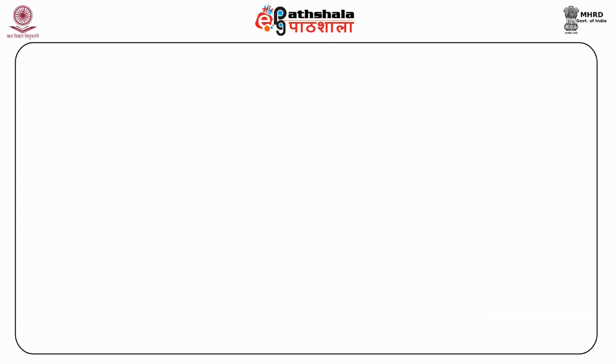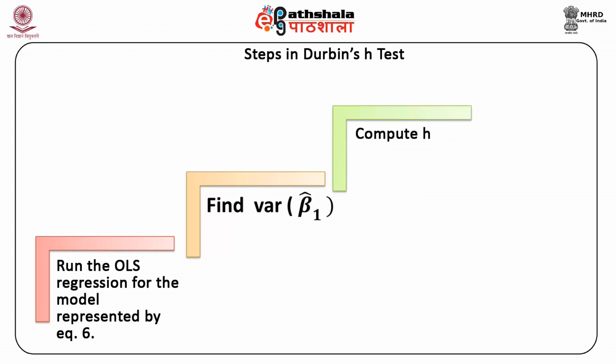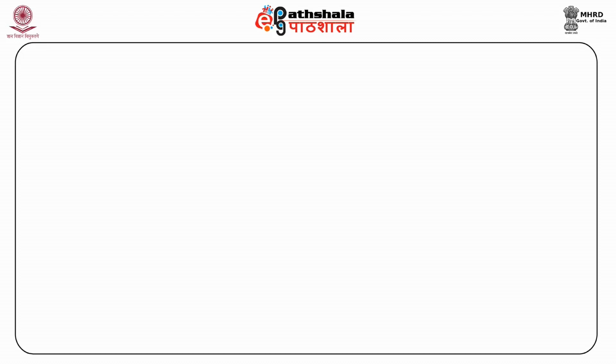Similarly, we have some steps involved in Durbin's h test, which we can summarize. So what are the steps? The first step is to run the OLS regression for the model represented by equation 6. Then find the variance of beta 1 hat. And then the third step is to compute h. The fourth is, since h follows a standard normal distribution for large samples, we use the normal distribution to carry out the following hypothesis test.